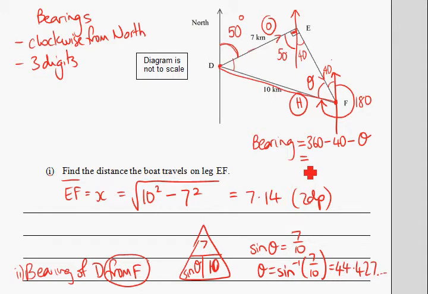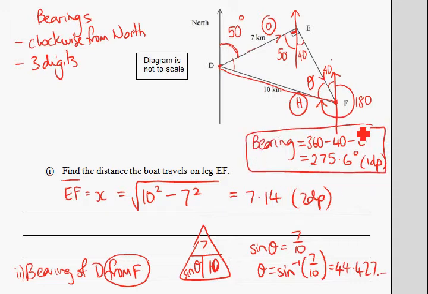So working all that out on a calculator, we end up with 275.6 degrees to 1 decimal place. You might like to round it to 276 to 3 significant figures. So just check the working on that one. There are other ways to do it.